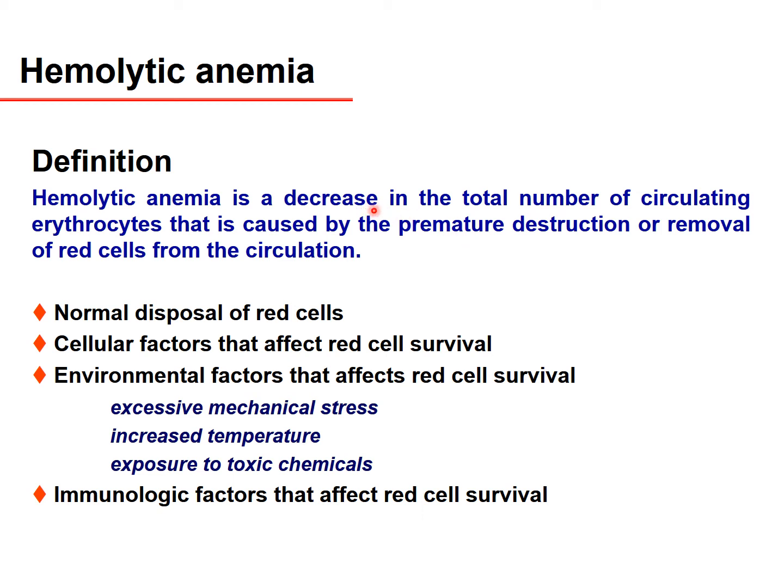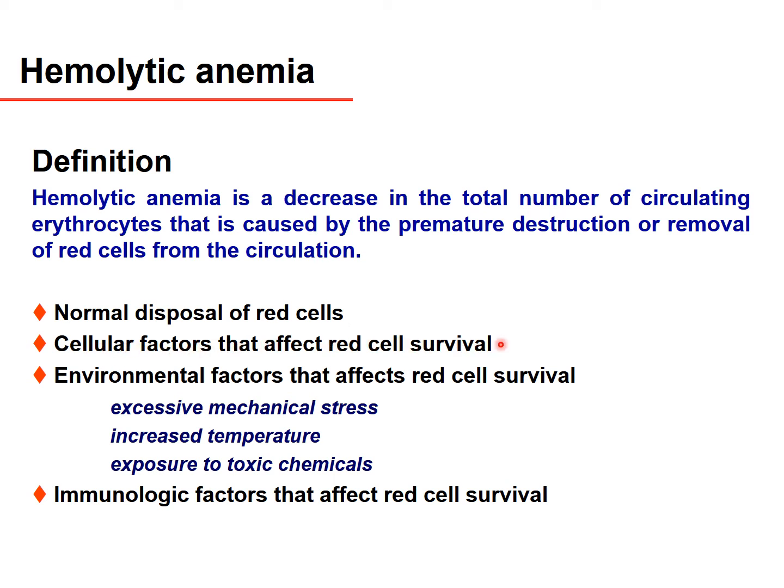Hemolytic anemias mean that we have a decreased circulating red blood cell count due to the premature destruction or removal of the red blood cells from the circulation. Normally, the red blood cells live about 120 days in the circulation. Now, certain factors are going to influence this lifespan.